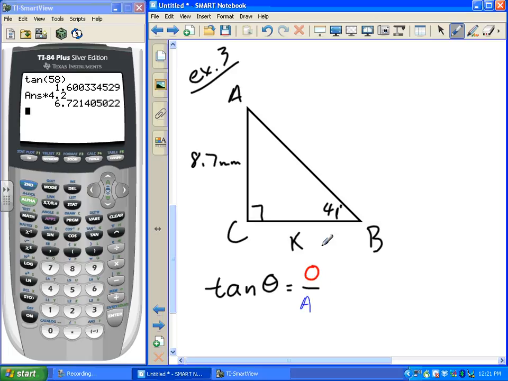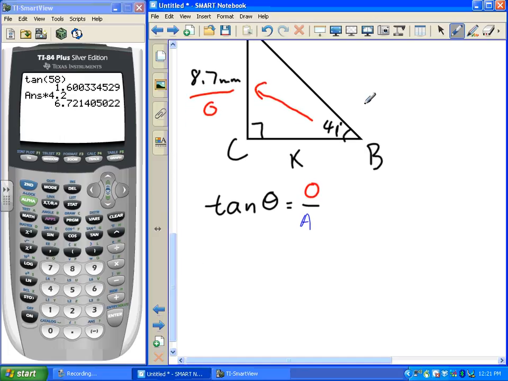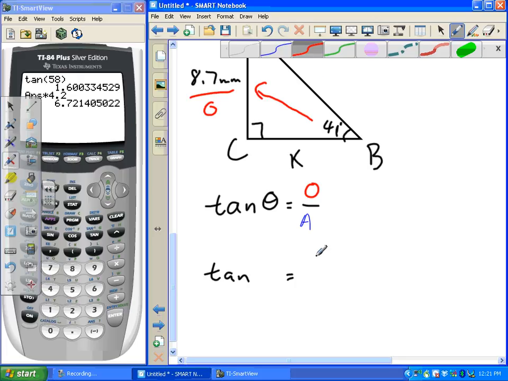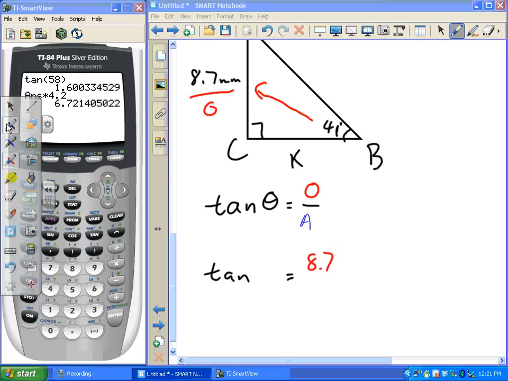So first off, I'm going to have to name my triangle. I have the measurement of a side right here. What is opposite of that side? AC would be the opposite side. So I'm going to replace our O in the equation with 8.7. Tangent equals, here we go, we have our 8.7.